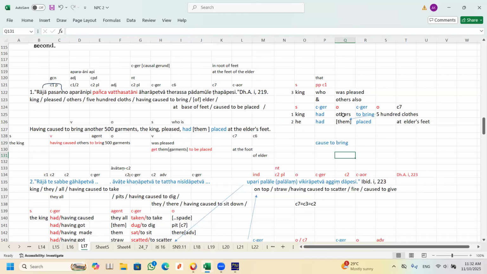Then you can say, as the king had another bring the 500 cloth and then place it at the feet of the elders, then you can join these two. Otherwise, you cannot join. Like that it is only individual lines. Okay, so this doesn't have to be the ultimate answer, but you get an idea already.